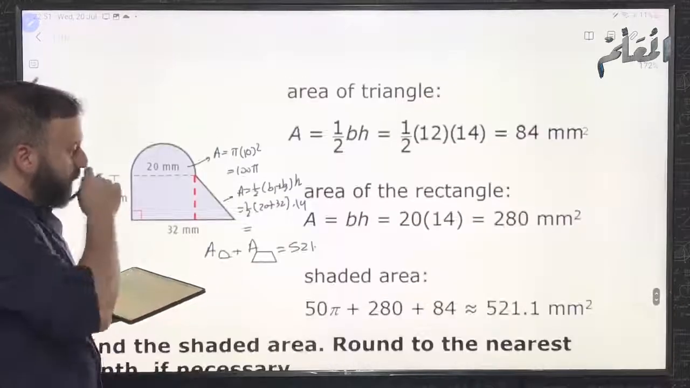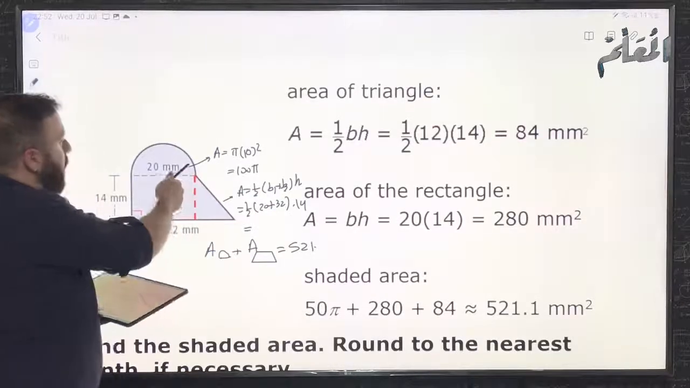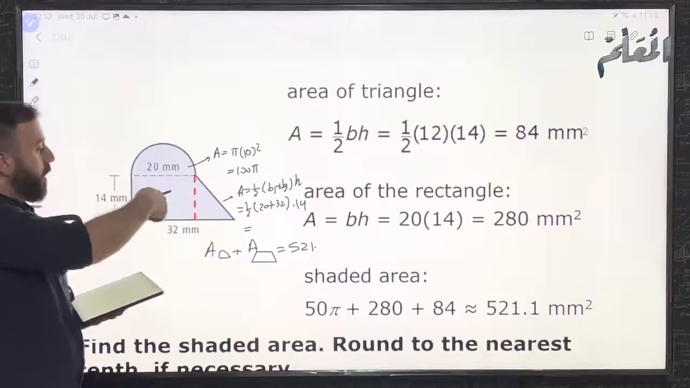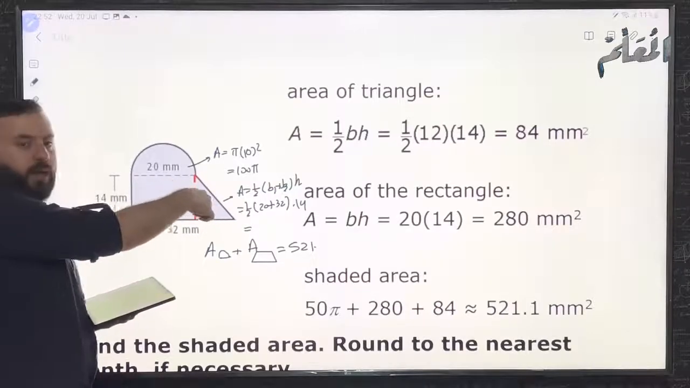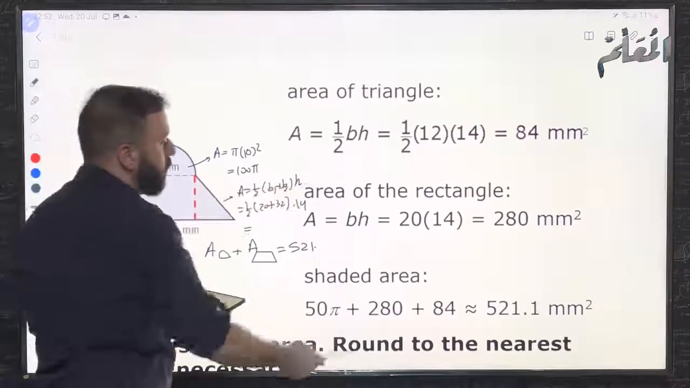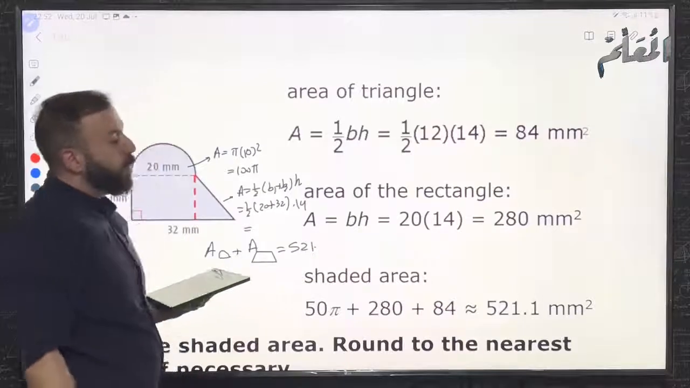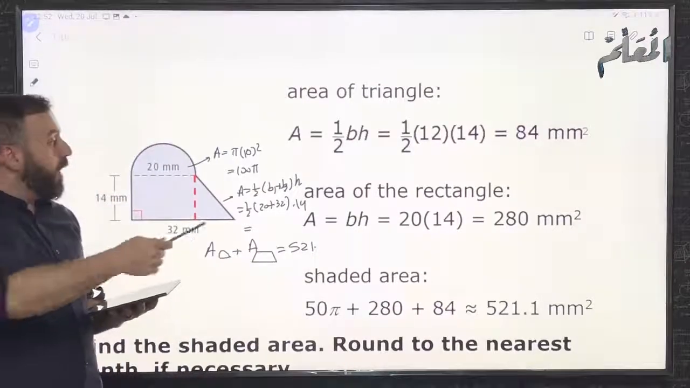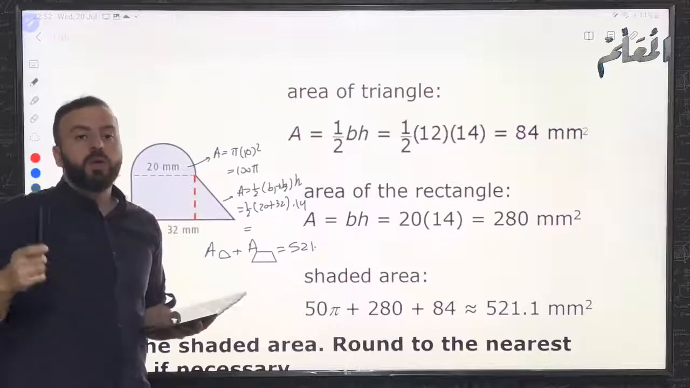Okay, of course, in this question we have another way. We can calculate it by the semicircle, okay, and the rectangle plus the area of the triangle. It can work also at the same time. So at the end, it's 521.1. Try it, and if you have any feedback, just contact me.